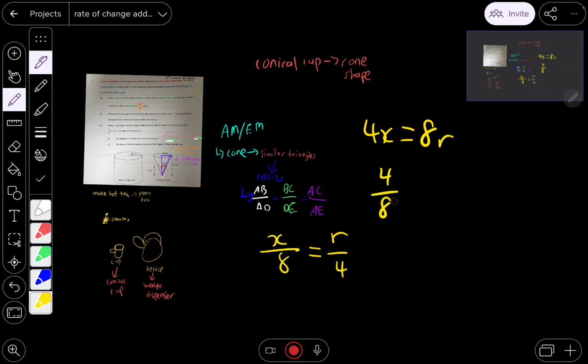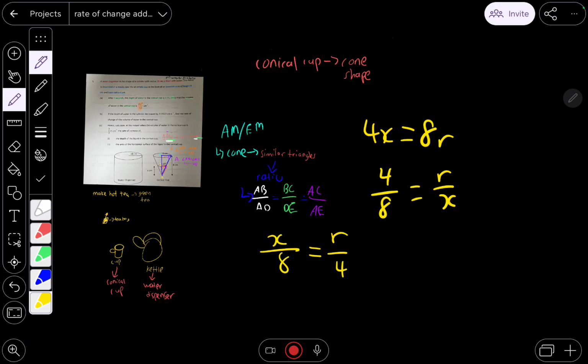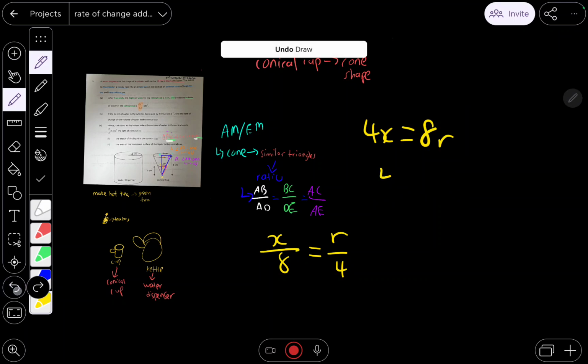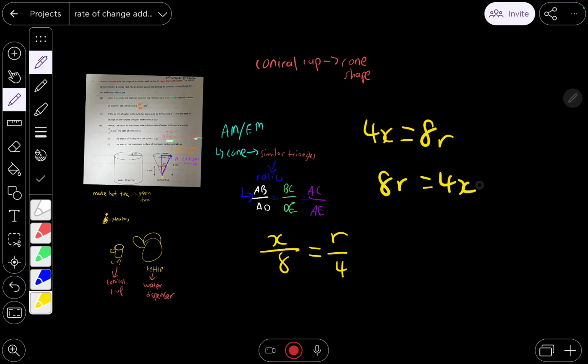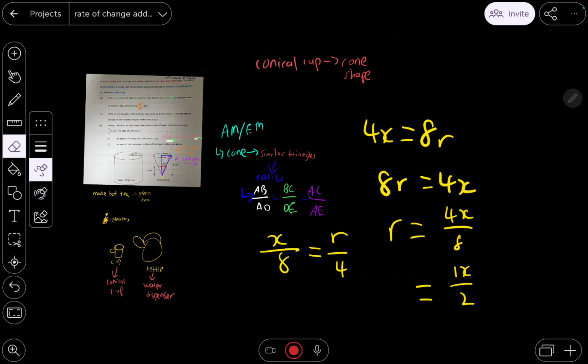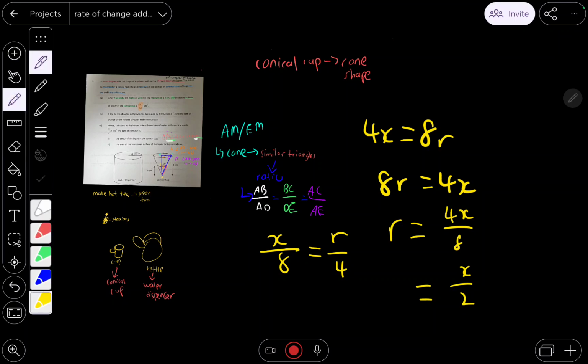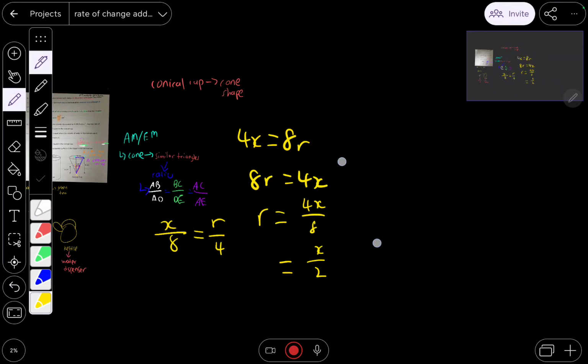4 over 8, which is the same as R over X. What am I doing here? Or you want to make it simple? I'll rearrange. Same thing, 8R equal to 4X. R on the left hand side, more comfortable with it, right? So R will be 4X over 8. This is the same as 1X over 2, or I can just write it as X over 2. Alright, so now you have your R.